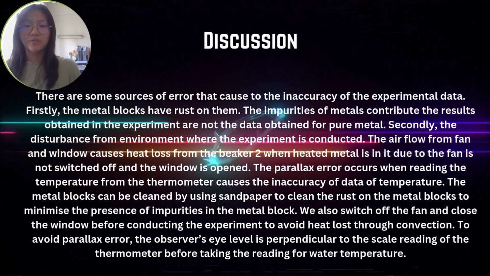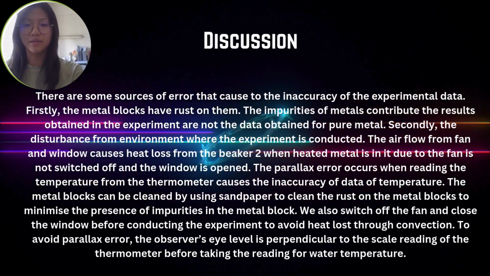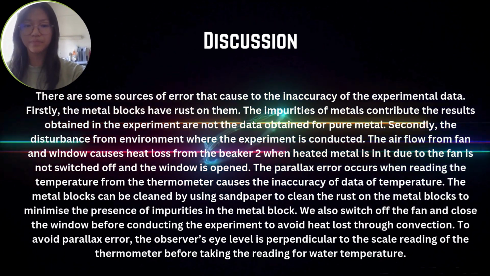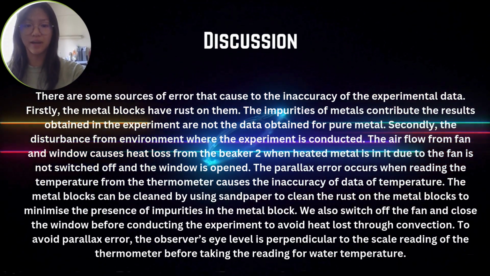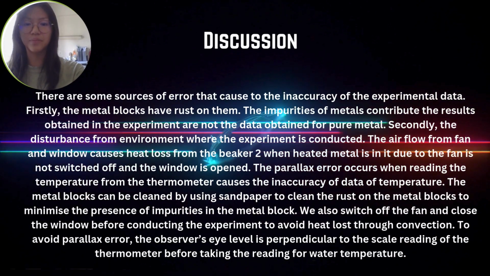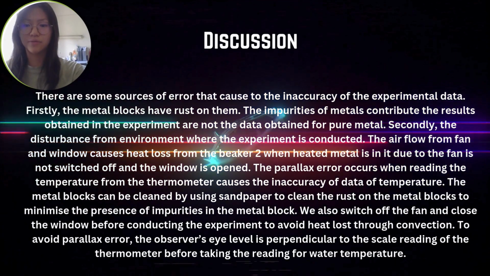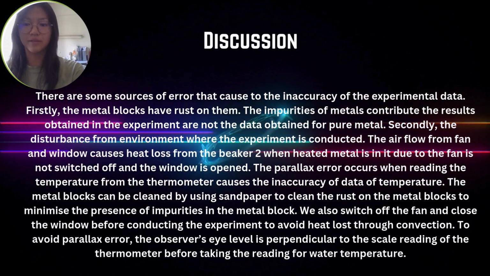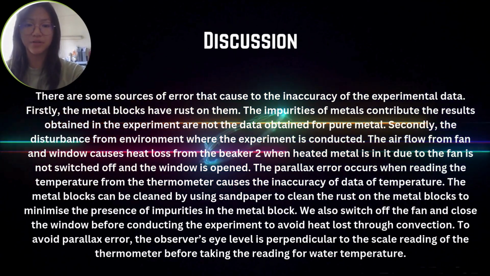There are some sources of error that contribute to the inaccuracy of the experimental data. Firstly, the metal blocks have rust on them. The impurities in the metal mean the results obtained in the experiment are not the data for pure metal. Secondly, the disturbance from the environment where the experiment is conducted. The airflow from the fan and windows causes heat loss from the second beaker when the heated metal is in it, because the fan is not switched off and the water is open. The parallax error that occurs when reading the temperature from the thermometer causes inaccuracy of the temperature data.